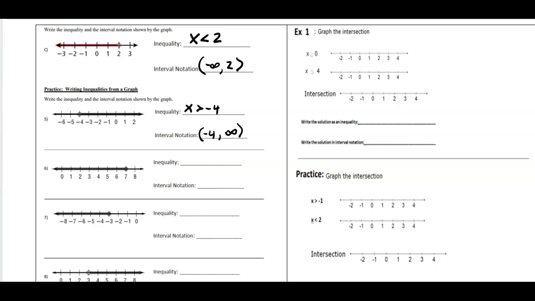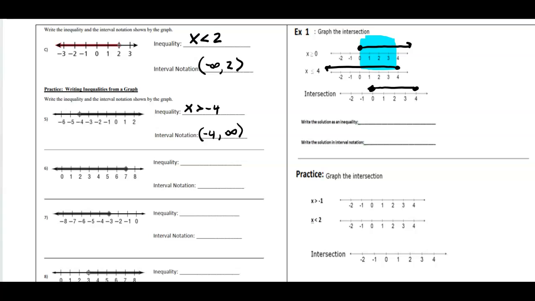Yesterday, I wanted to make a point of making sure you guys understood how to graph the intersection of two compound inequalities. So if we have x greater than 0, that's a closed circle on top of 0 all the way to infinity. If we have x is less than or equal to 4, that's a closed circle at 4 all the way to negative infinity. And the intersection is simply what they have in common. So this space right here, right?